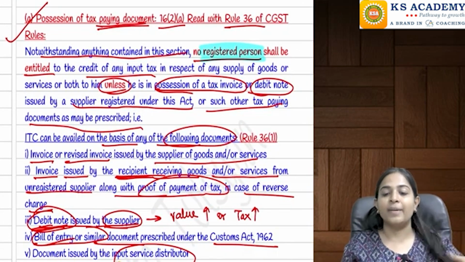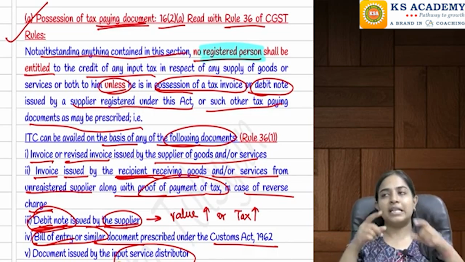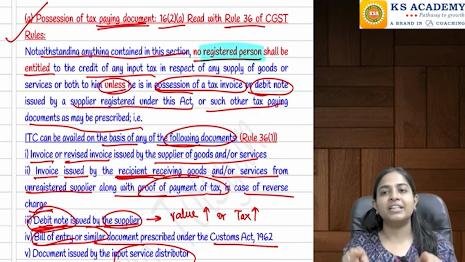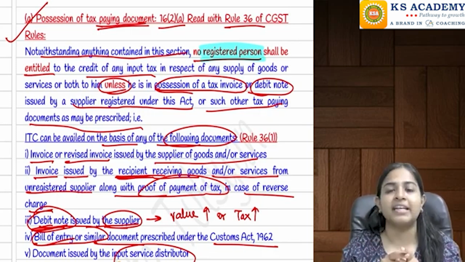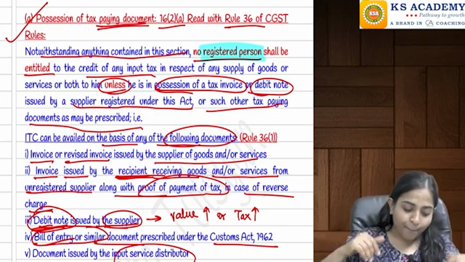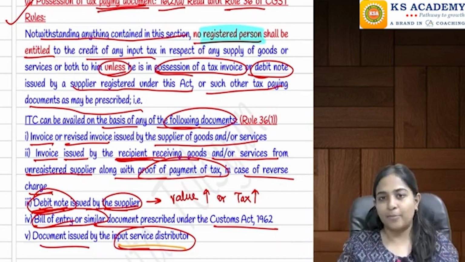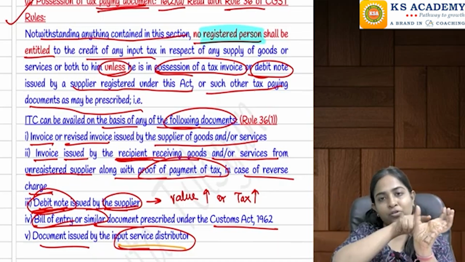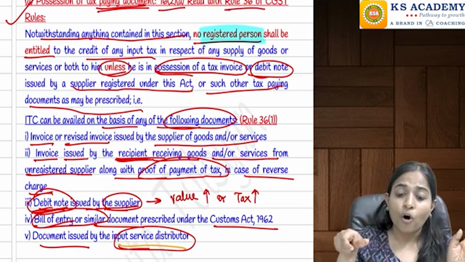That is the document the registered person needs when taking the input tax credit. When the registered person is taking the credit, he should have possession of that particular tax invoice or revised invoice or debit note, or the bill of entry in case of import of goods, or any document which was issued by the input service distributor. Can I say the input service distributor will also issue a document to the recipient and then only the recipient will be able to take the credit of the same.